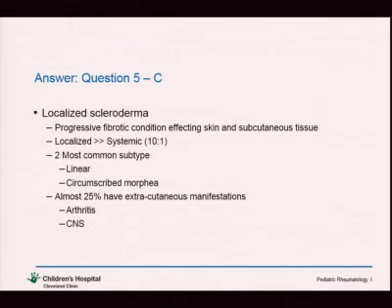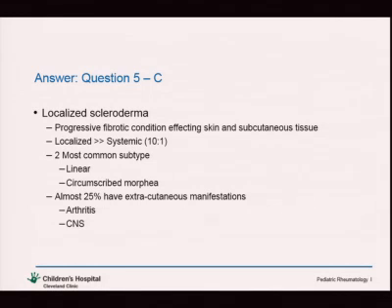Okay, so this is an example of localized scleroderma. So the answer was C. The 25% can have extracutaneous manifestations. So this is pretty characteristic in the pediatric age group. There's different forms of localized scleroderma, so just like it's in the name, it's not affecting the whole body. Occasionally, people have esophageal involvement, autoimmune thyroid disease, arthritis that can go along with it or be associated with it.